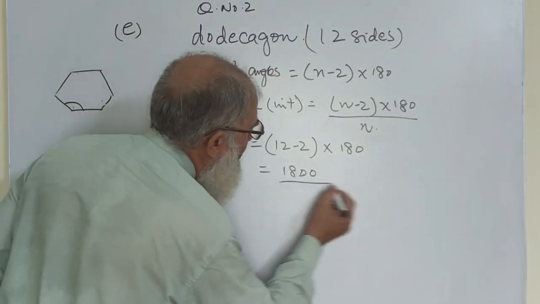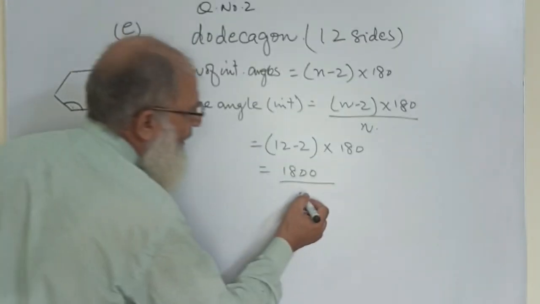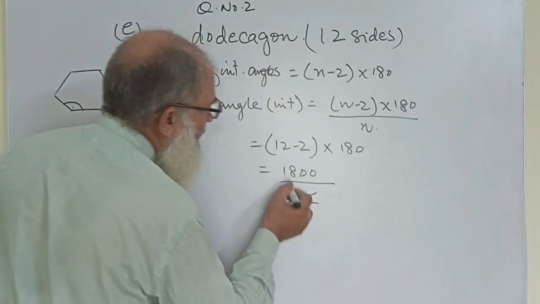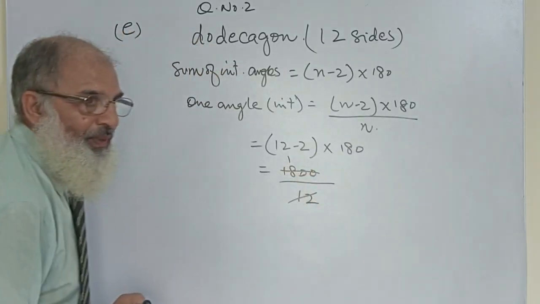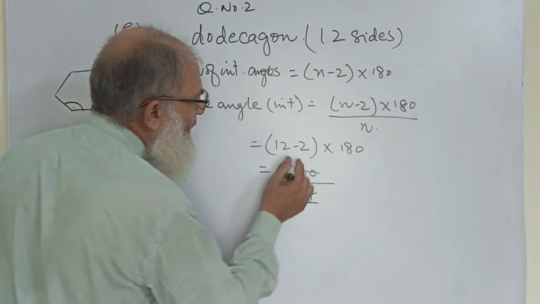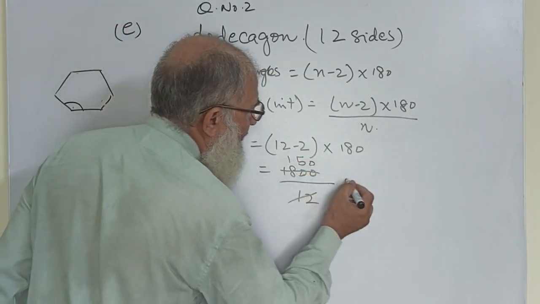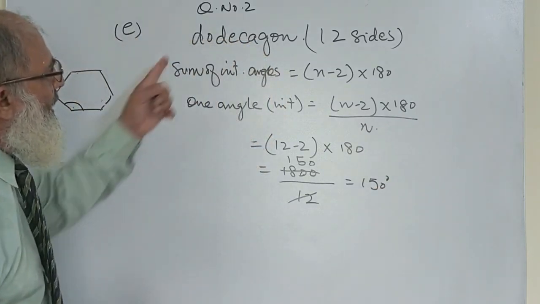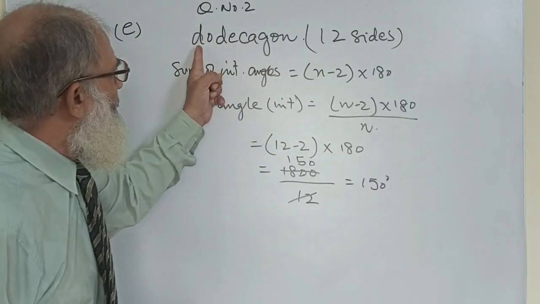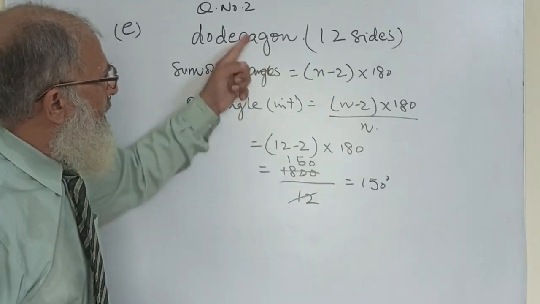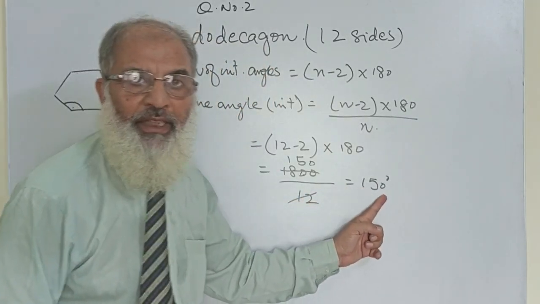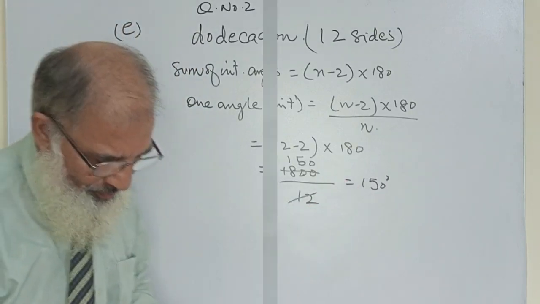अब हमने इसको 12 से तकसीम करना है, डिवाइड करना है. तो 12 1 times, 6 came out of it 5 times, and this will be equal to 150 degree angle. Now in a dodecagon, one angle is 150 degree interior angle.